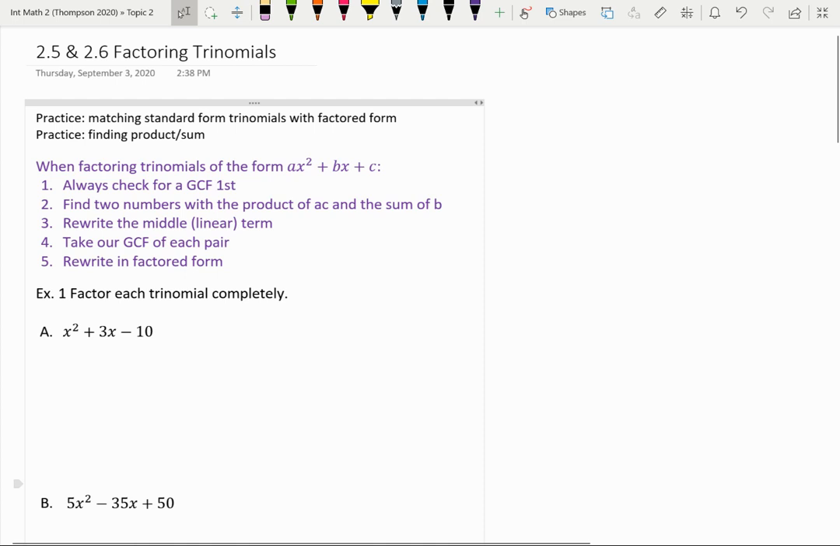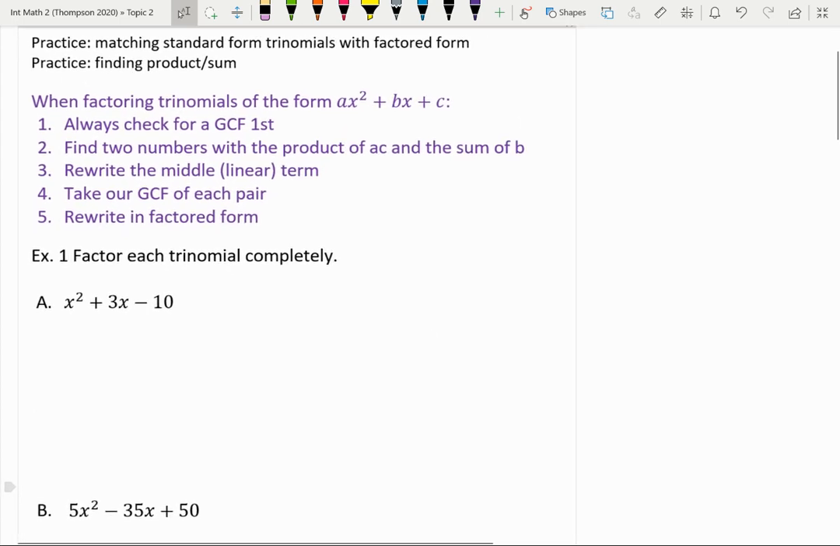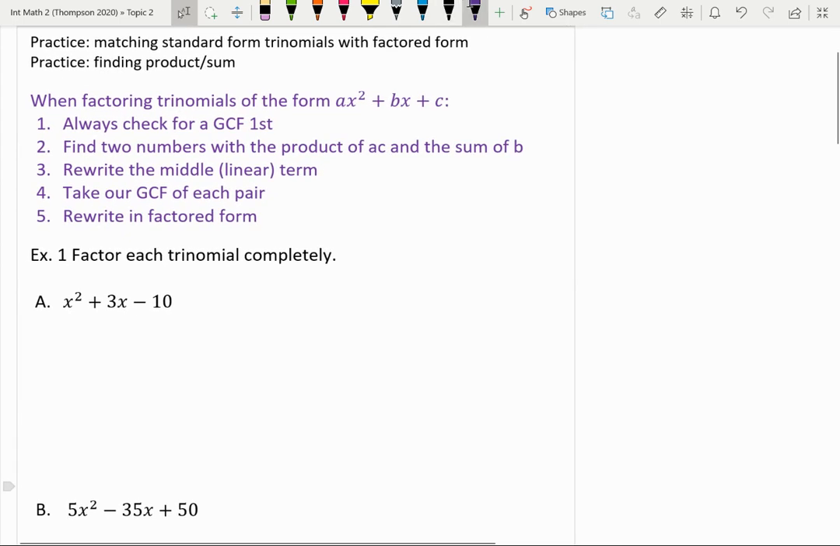When factoring trinomials of the form ax squared plus bx plus c, the very first thing I always need to do is check for the GCF. My greatest common factor is the first thing I'm going to look for. I'm going to get into problem number 1 right here, and look for what common factor I can take out of every one of those terms.